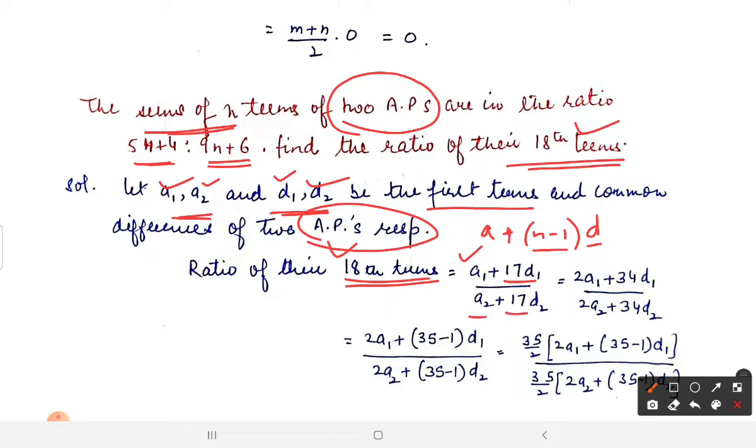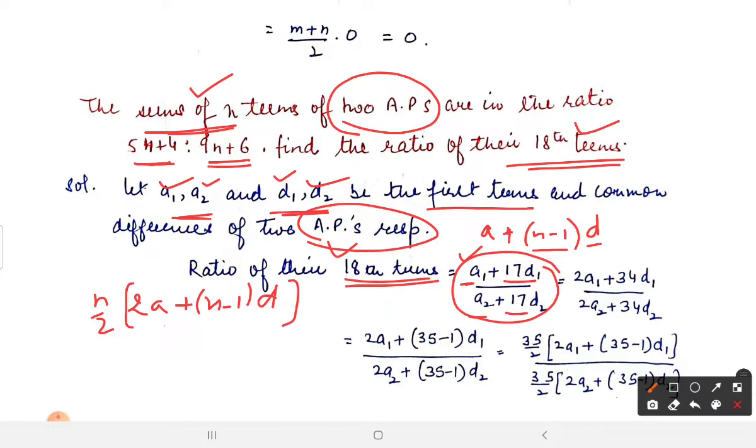What we want to make here is the sum of the series, because we have been given the ratio of the sum of the arithmetic progressions. Clear? So what is the formula for sum? In the formula for sum, there is 2a. Here it is n by 2, 2a plus n minus 1 times d. So instead of a here, we want to make 2a. So we will multiply as well as divide with the same number.